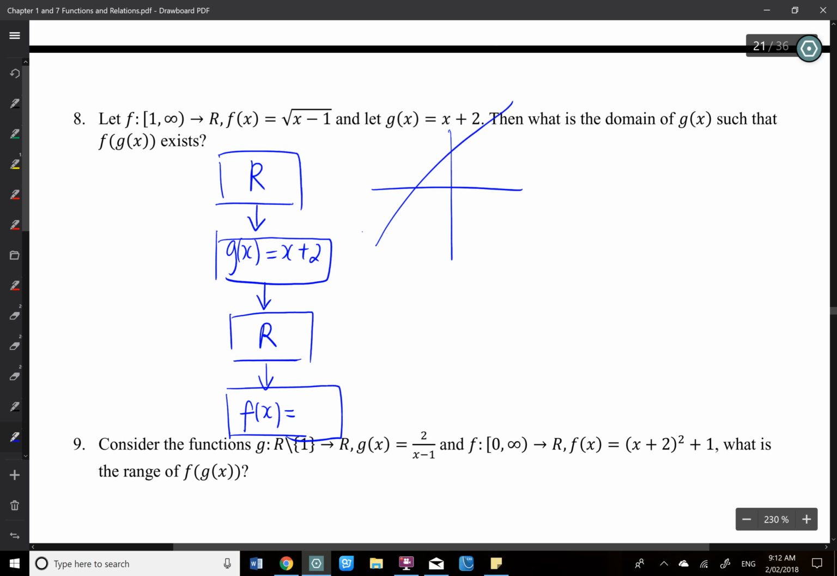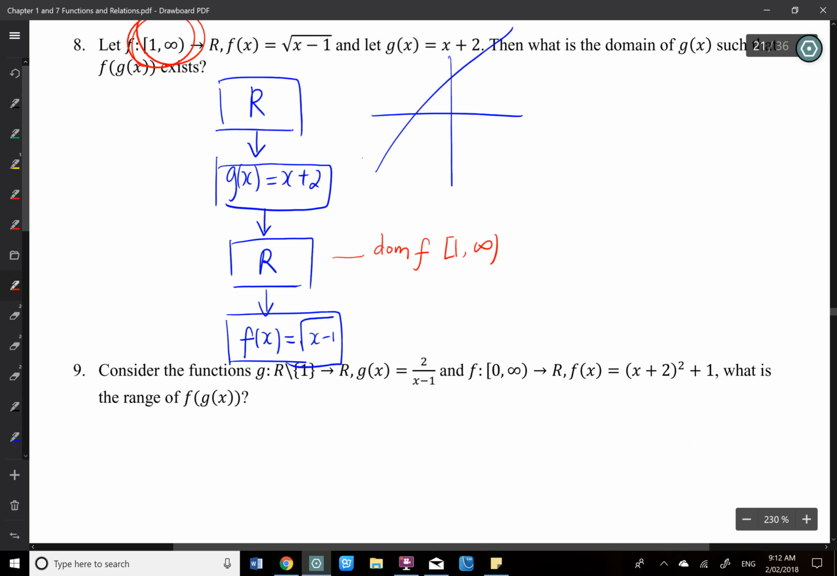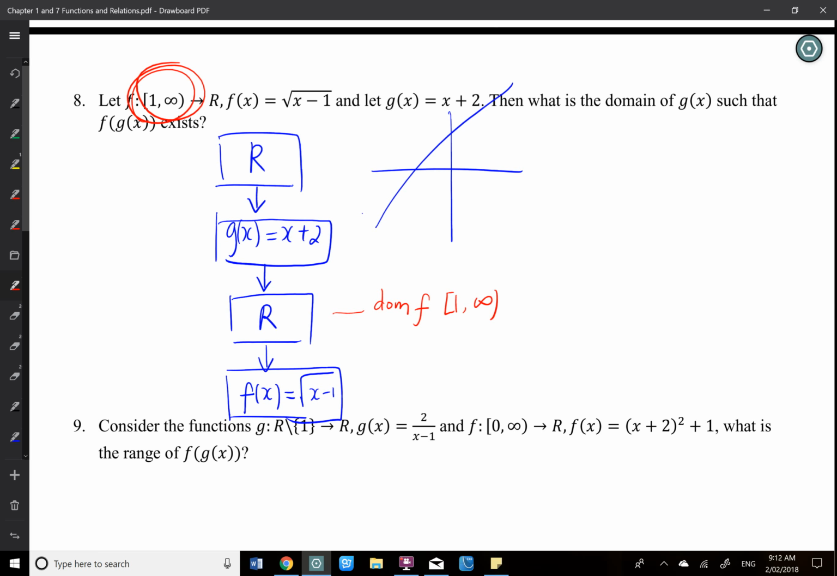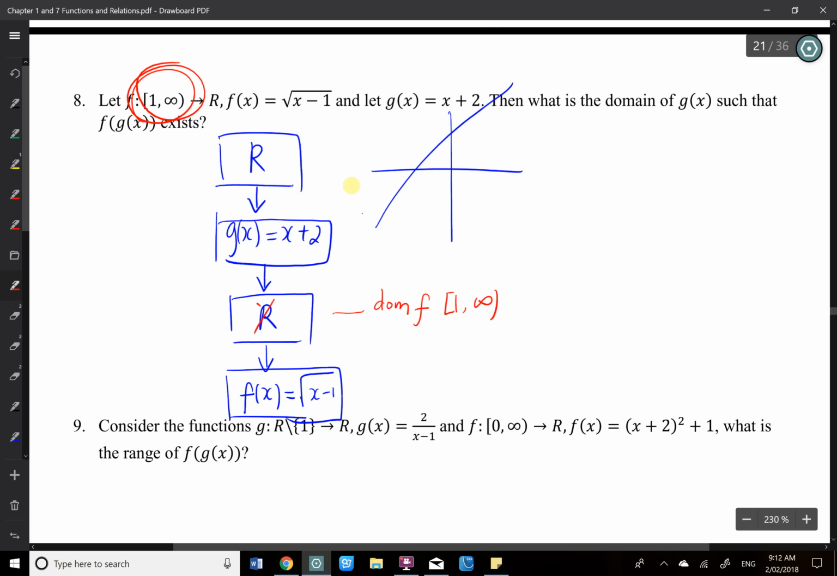So f(x) equals square root of x minus 1. But the domain of f needs to be 1 to infinity because it's restricted there. So therefore, I can't have all of R here. What I can have is only the intersection between this one and that one, which is 1 to infinity.